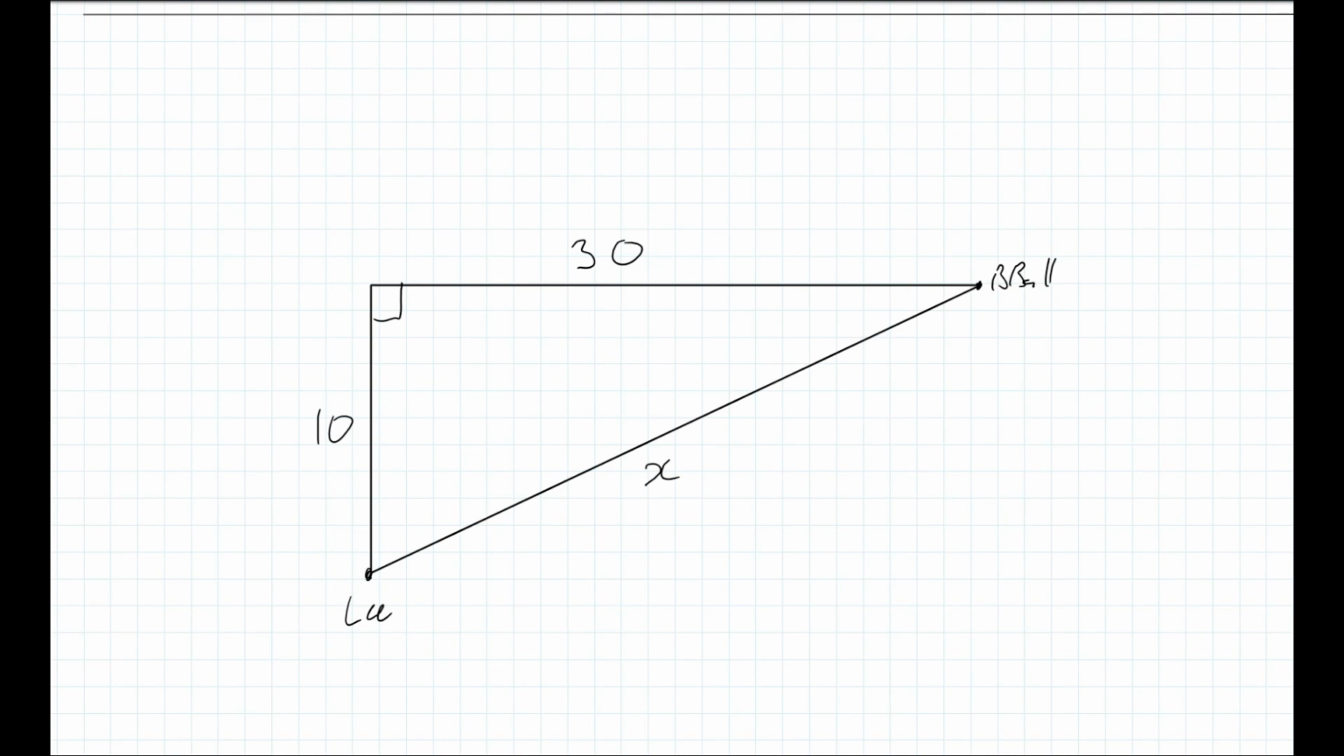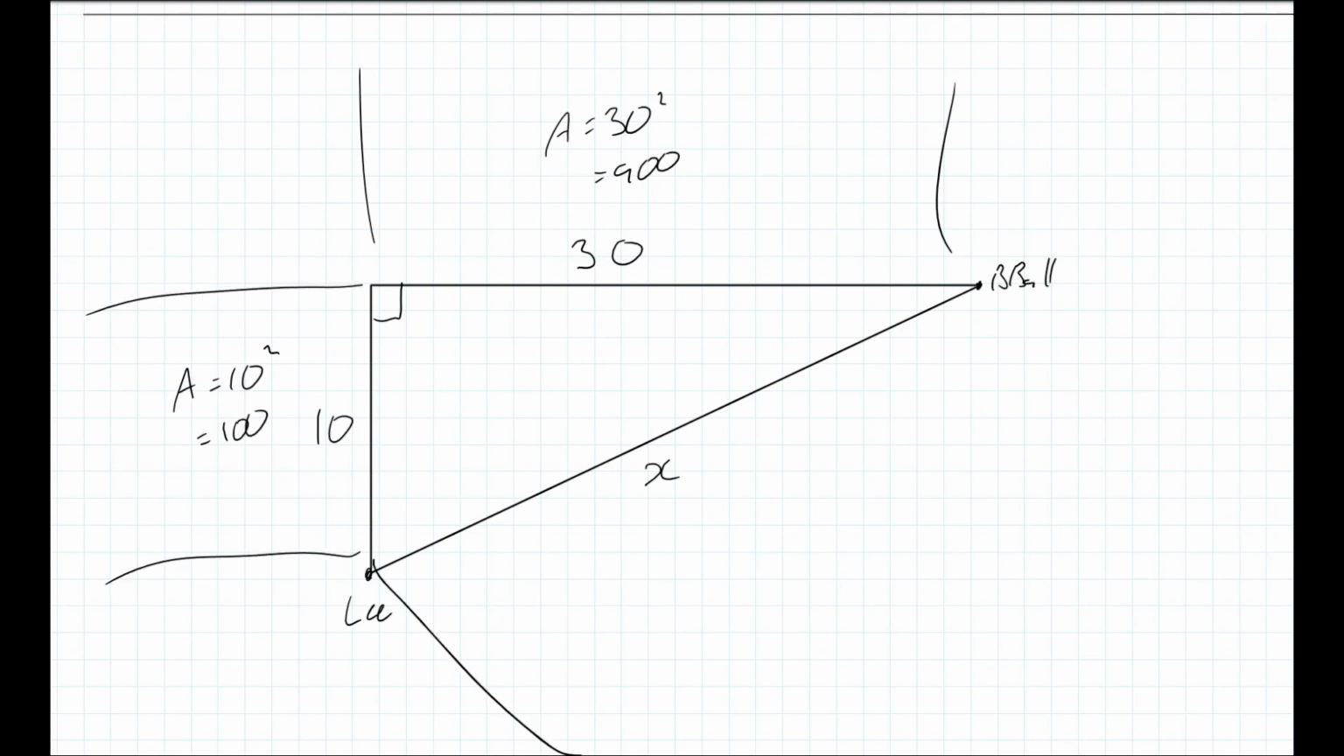Now we can use Pythagoras' theorem. The square on this side, the area would be 30 squared, which is 900. The area of this side would be 10 squared, which is 100. And then the area of the large square here would be those two added together. So 900 plus 100, which is 1000, which means x here is going to equal the square root of 1000.